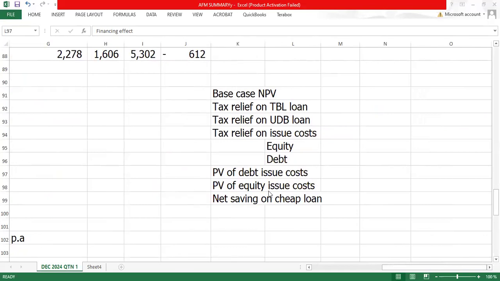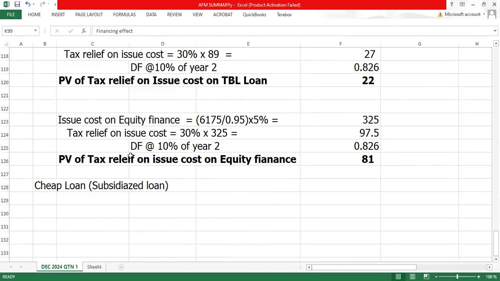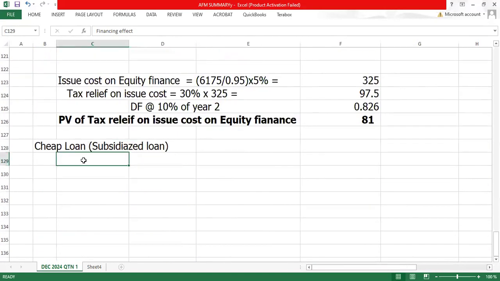Okay? So I need the net saving on the cheap loan. Net. Some people first look at the saving, then the taxes. But here you need just the net saving. Now, when you're looking at a cheap loan, guys, first get the net interest saving. Can you hear me?